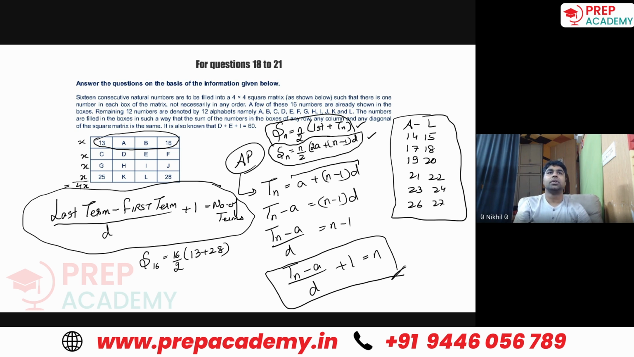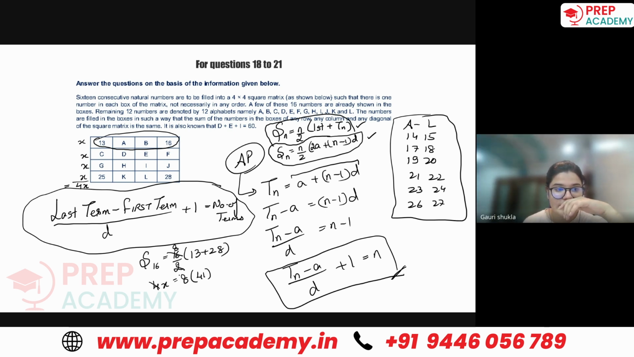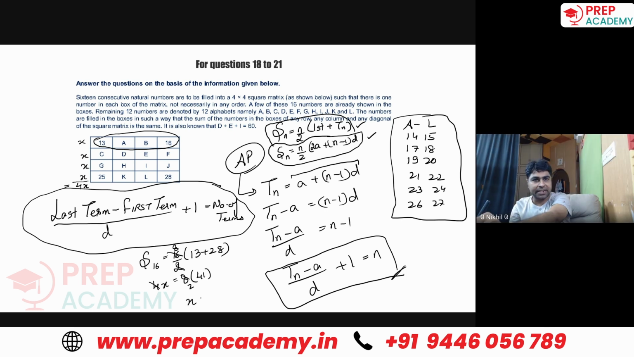Right? Because we know the first term is 13, the smallest term, and the largest term is 28, we can simply do this. So, 8 into 13 plus 28 would be how much? 41. That would be equal to 4x. So, can I say that each row would be equal to 82?